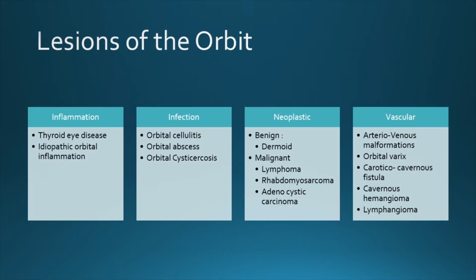So first, we'll discuss the lesions in the orbit. They can be divided into inflammatory, infectious, neoplastic, or vascular lesions. Inflammatory can be thyroid eye disease, idiopathic orbital inflammations; infections like orbital cellulitis, orbital abscess, orbital cysticercosis. Neoplastic lesions like benign lesions like dermoid, malignant lymphomas, rhabdomyosarcomas, adenoid cystic carcinomas; vascular lesions involving AV malformation, orbital varix, carotico-cavernous fistulas, cavernous hemangiomas, and lymphangiomas.